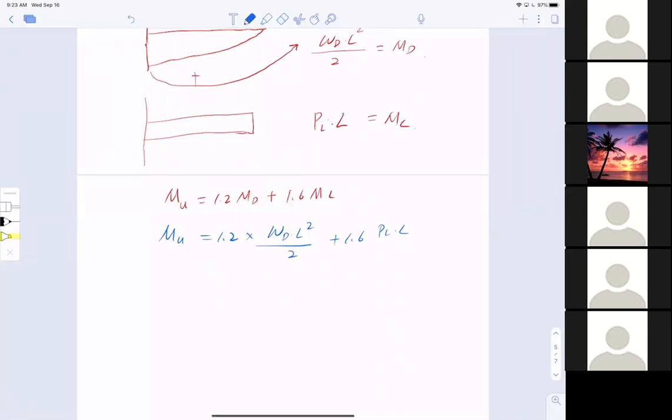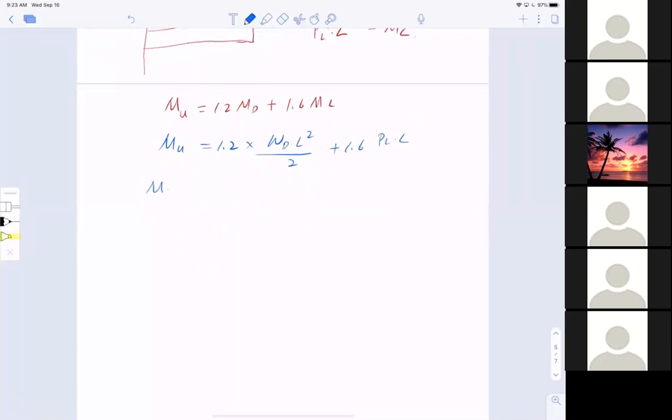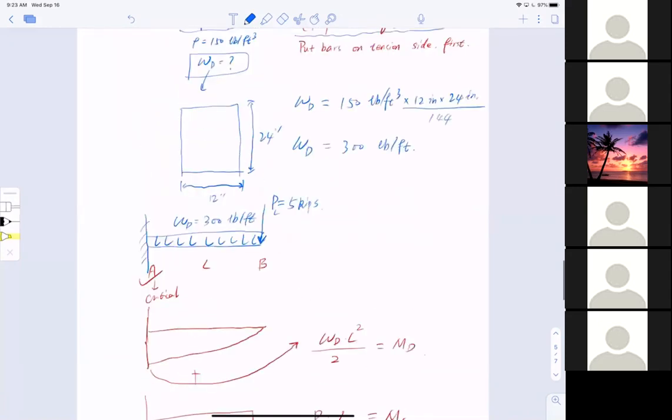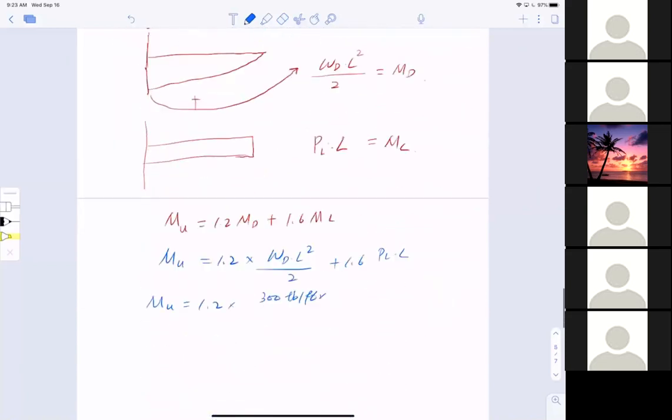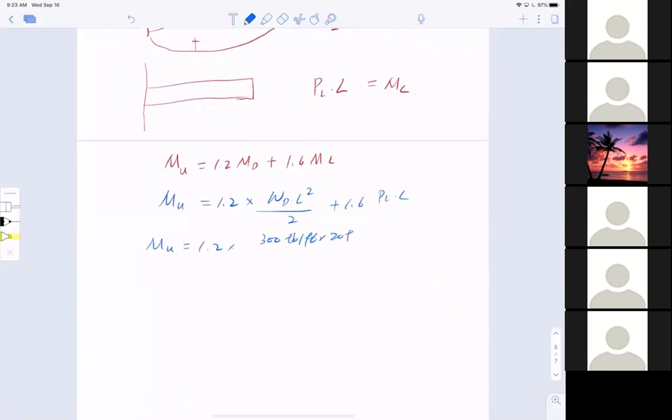So Mu equals 1.2, and we said this is 300 pounds per foot. The span is 20 feet, so 20 feet squared divided by 2, plus 1.6 and 5 kips. Okay, 5 kips multiplied by 20 feet.